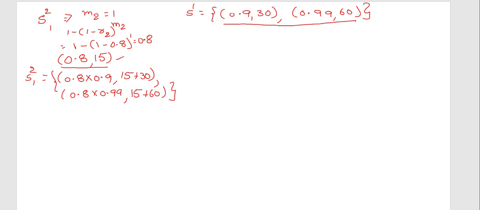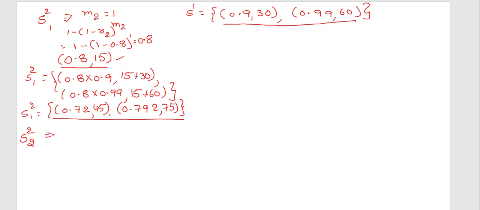This pair is multiplied with this pair. Why? Because all the devices are connected in a series fashion. So what is the answer? Simply 0.72 comma 45. You have to use the calculator. 0.792 comma 75. Okay. Now the first one is completed.